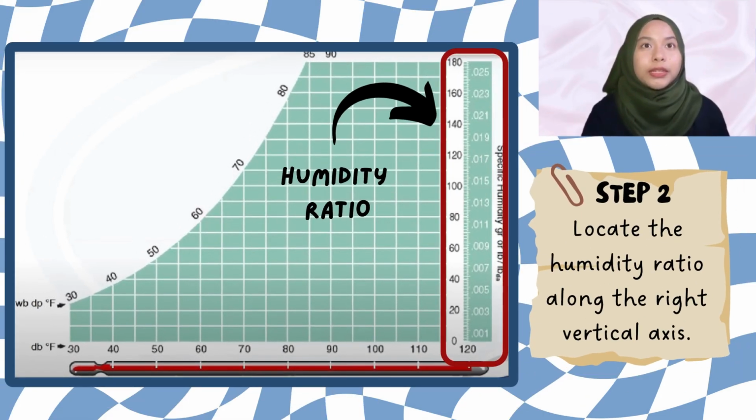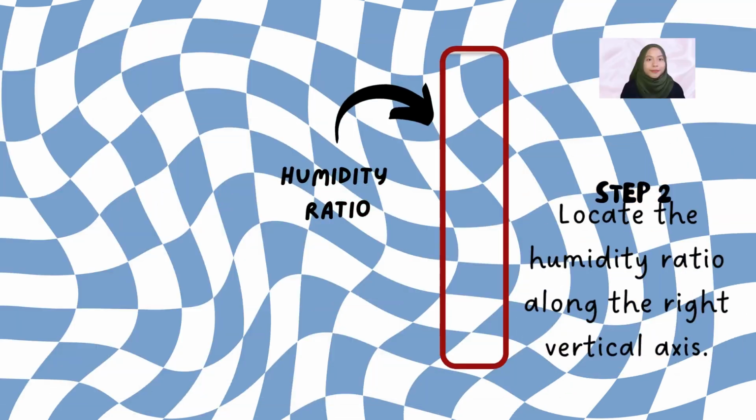Next, we must locate the humidity ratio along the right vertical axis. The unit of humidity ratio is gram of moisture per kg of dry air. In other terms, it is called the mixing ratio.